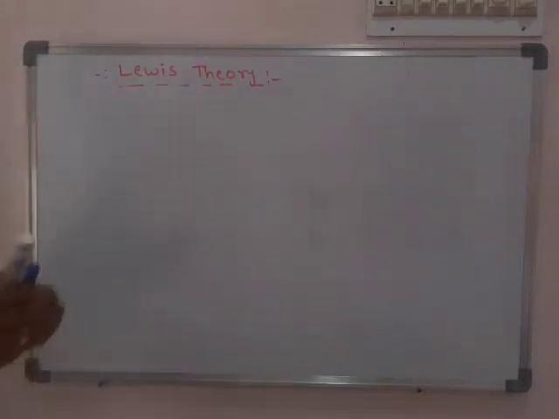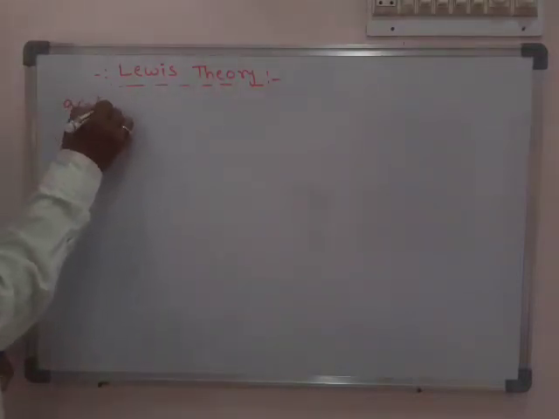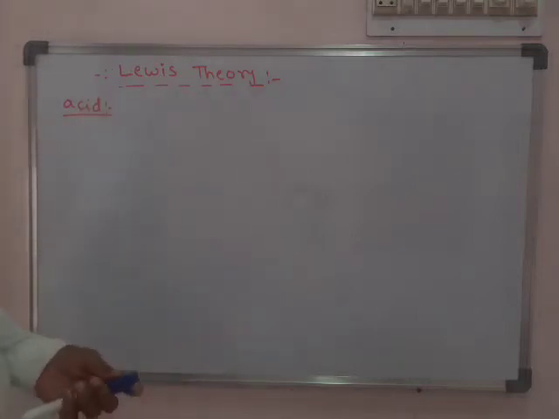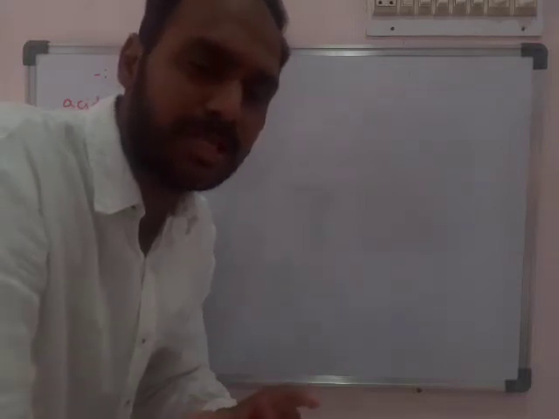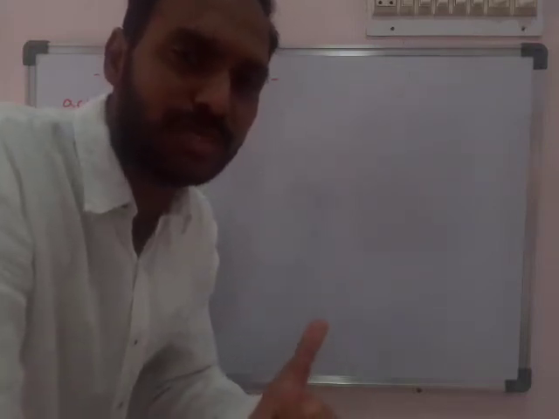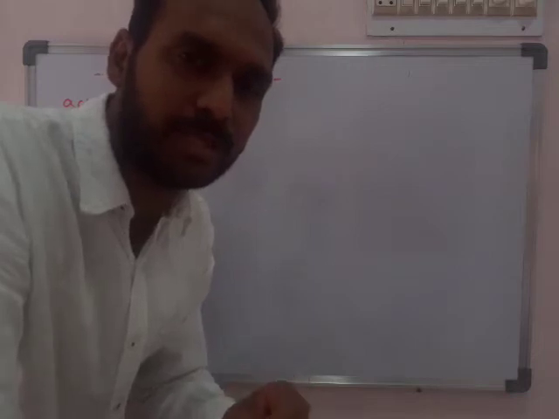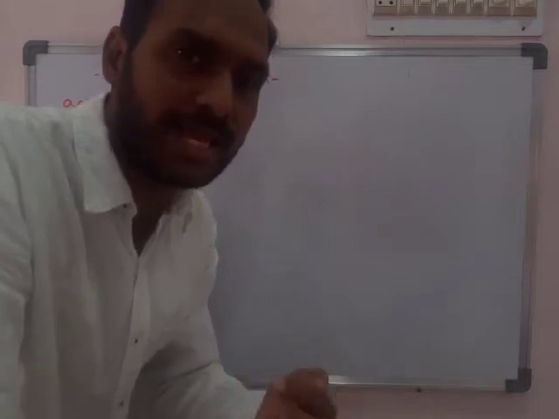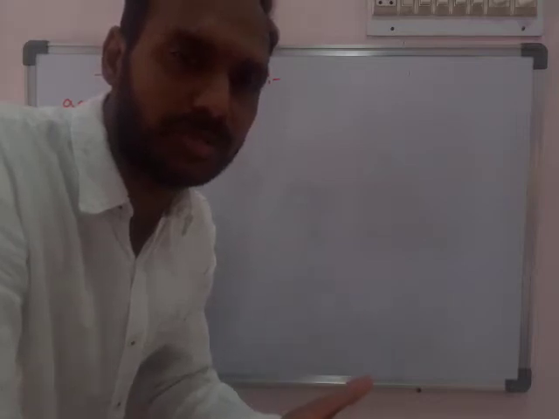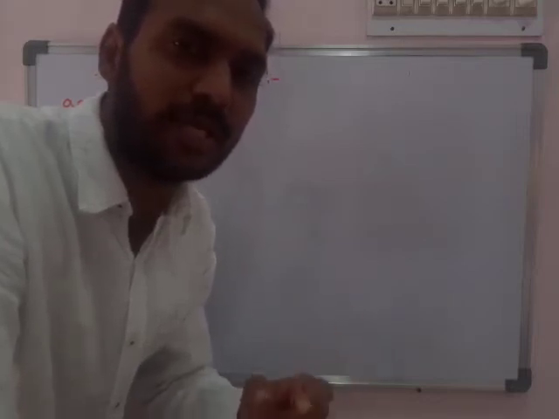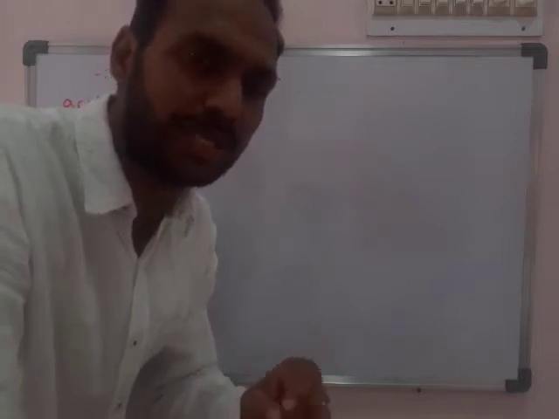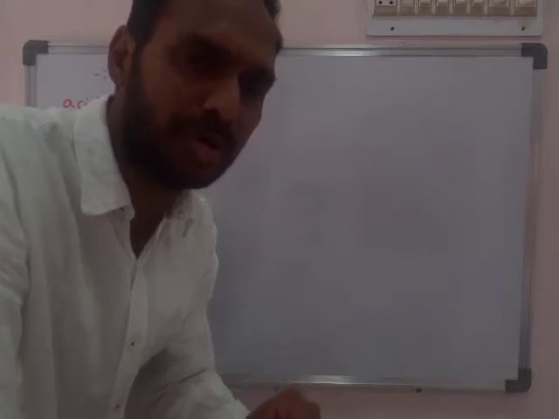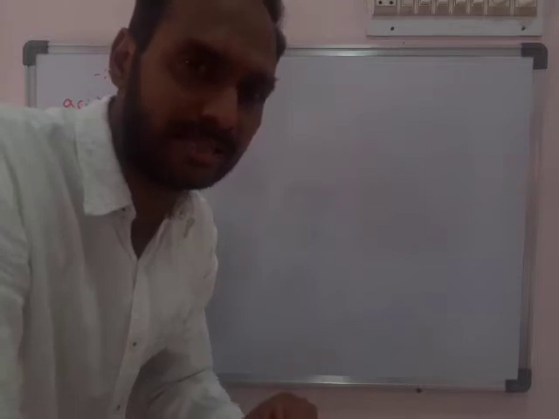So according to this theory, what is an acid? The acid means the chemical species which can accept an electron pair from other compounds, from other species, and form a coordinate covalent bond with it. Not only taking the electron pair, it should form a coordinate covalent bond with that other species. Then it is treated as an acid.